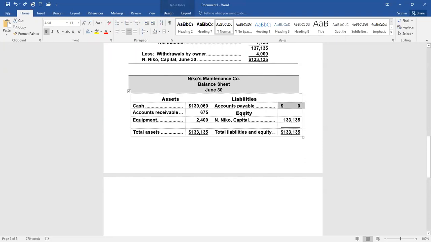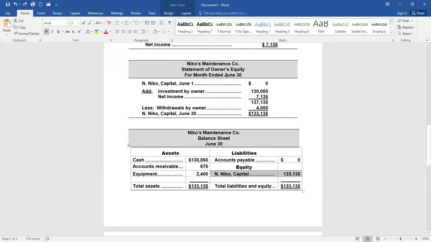Then we list equity. Now, notice there's just one amount here. Yes, because you already determined the final balance in equity on June 30th on the statement of owner's equity. So you just carry what you already figured out down to the balance sheet. So Nico capital, June 30th is $133,135. Liabilities plus equity, $133,135, and you label them as such, double underline. Assets equal liabilities and equity.